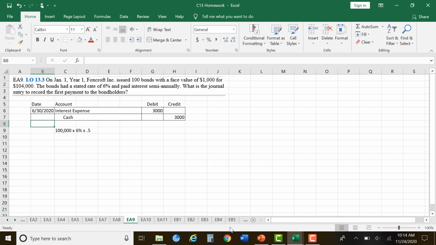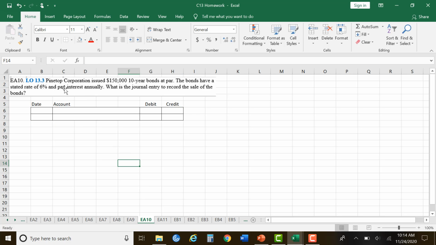So the next one, for 10, excuse me, we have Pine Top Corporation issued $150,000 10-year bonds at par. So we sold it for exactly what we wanted. The bonds have a stated rate of 6% and pay interest annually. What is the journal entry to record the sale of the bond?